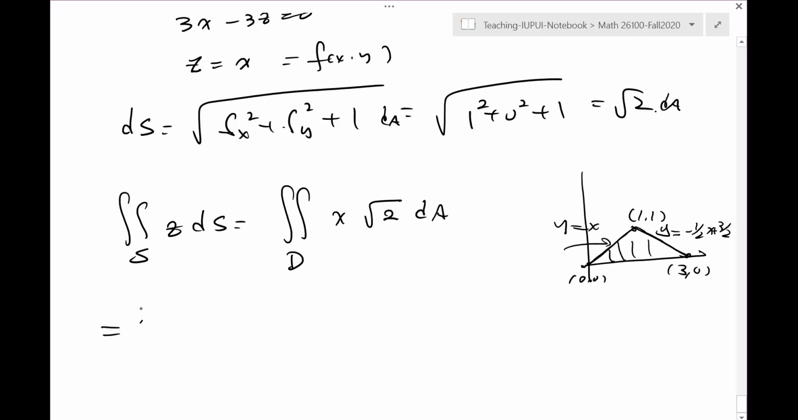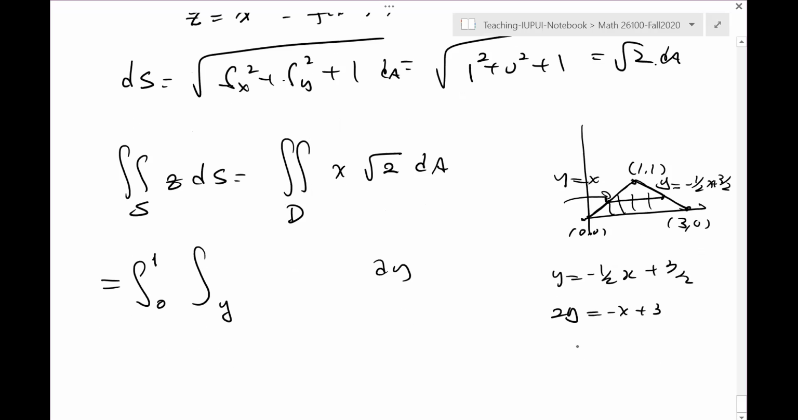And I suggest using just one single integral. So choose an arbitrary y between 0 and 1. I'll use a horizontal line, right? The upper bound for x comes from y equals negative 1/2 of x plus 3/2. So I need to solve for x. I multiply both sides by 2, then x is 3 minus 2y. And here's x dx.